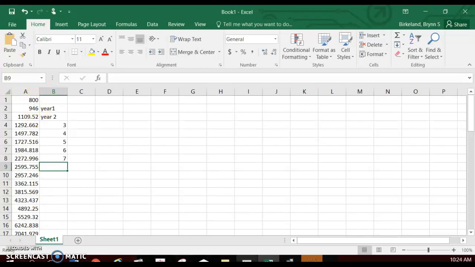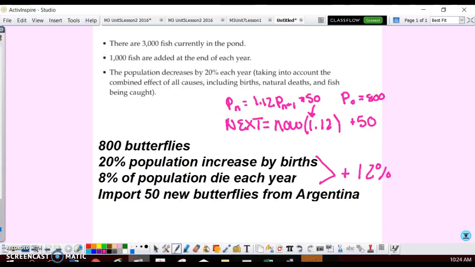Just be careful. One caution with this lesson, when you're talking about loans, make sure that if it says it's an annual interest rate, but you're paying monthly, you need to divide that percent by 12.